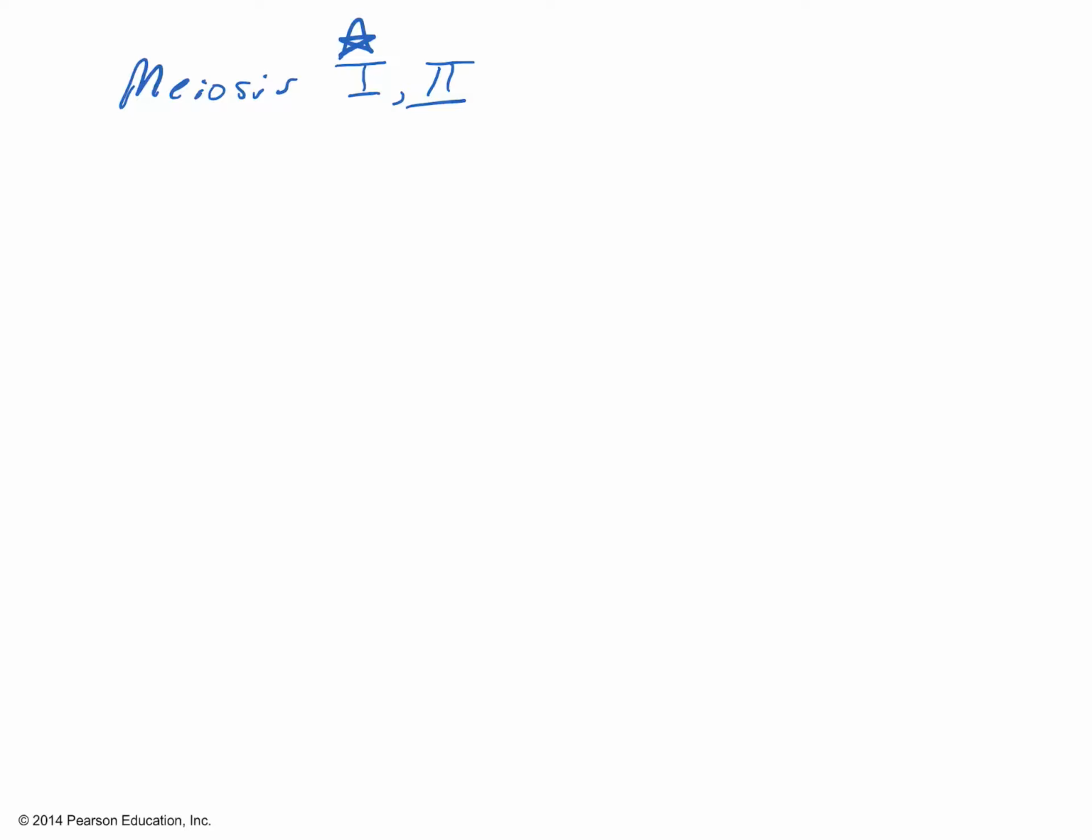So we're going to talk about that a little bit, but for the most part, we're going to focus on the unique aspects of meiosis 1 that result in the outcome, the cells that are produced as a result of meiosis being so dramatically different from the cells that are produced through mitosis. All right.